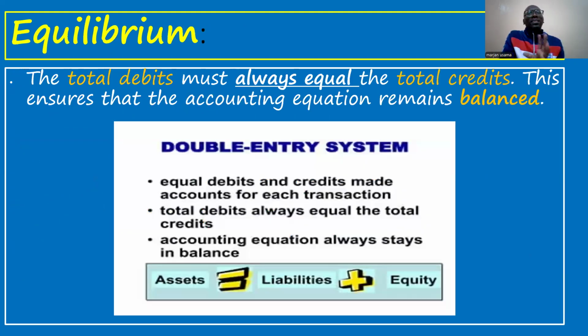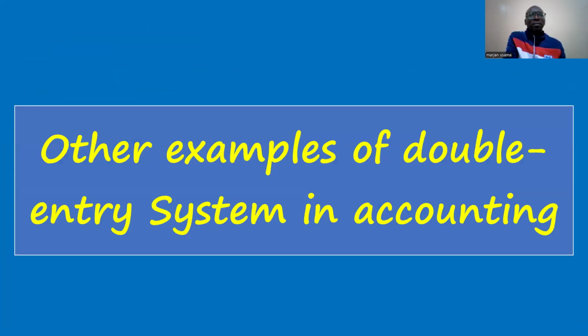So the last thing they're telling you, the total debits must always equal the total credits. This ensures that the accounting equation remains balanced. At the end of the day, when you finish doing everything, the credit side should always be equal to the debit side. If they are not equal, it means that there was an error in the entry. Maybe you were supposed to debit something, but you credited it. So it basically means you have to review your account again.